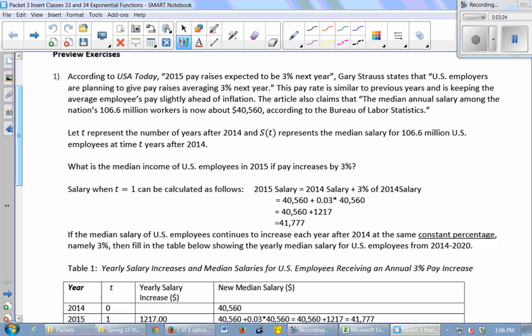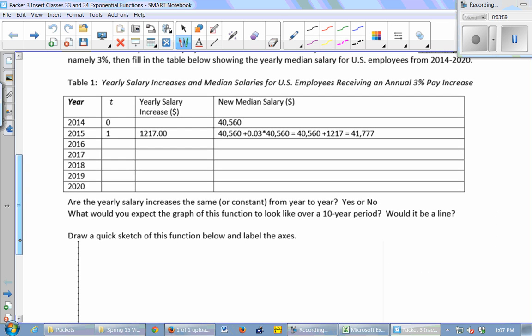If the median salary continues to increase by 3% each year, that is not a bad model, 3% increase. There are times in history where things have grown much faster, and there have been times when things have grown much slower, but 3% is a pretty steady average growth rate. So we're going to assume that we continue to grow at the same constant percent of 3% each year. So we're going to fill in these new salaries.